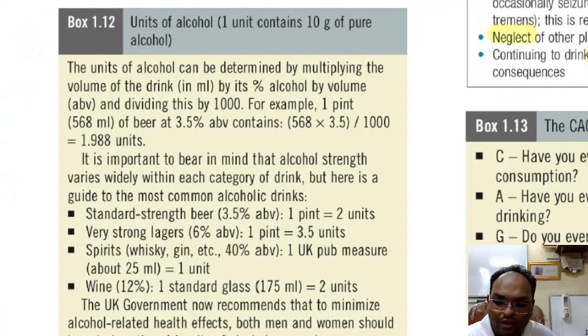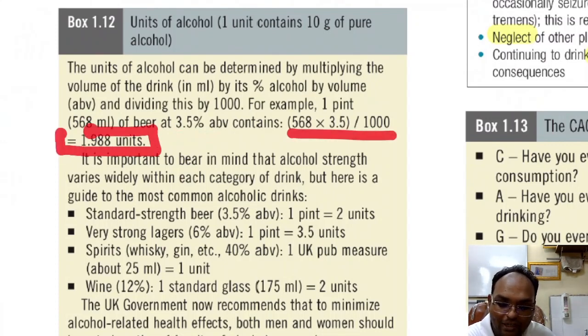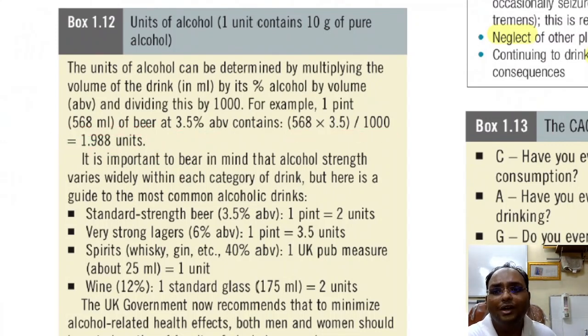The units of alcohol can be determined by multiplying the volume of the drink in ml by its percentage in alcohol. Example, you have 1 pint, that is 568 ml of beer, containing 3.5% alcohol, so that divided by 1000 would be 1.988 units. It's simple. কতটা ml alcohol আছে into তাতে কত percentage by 1000 করলে যতটা আছে, that is unit.